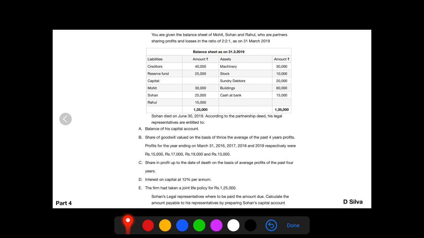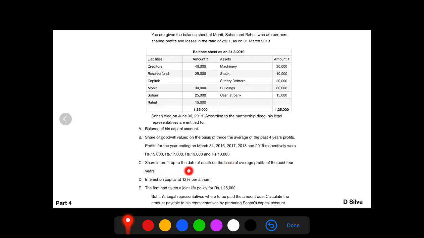As on 31st March 2019, this is the balance sheet that they have given to us. Sohan died on June 30th, 2019. According to the partnership deed, his legal representatives are entitled to balance of his capital account, share of goodwill valued on the basis of thrice the average of the past 4 years' profit. Profits for the years ending on March 31, 2016, 17, 18, 19, respectively, were rupees 15,000, 17,000, 19,000, and rupees 13,000.